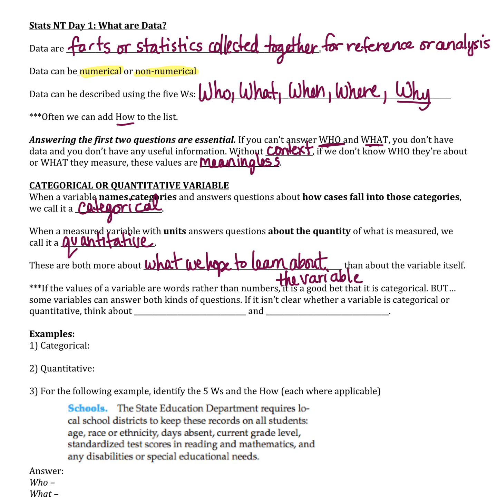All right. If the values of a variable are words rather than numbers, it is a good bet that it is categorical, but some variables can answer both kinds of questions. So if it isn't clear whether it's categorical or quantitative, think about why you were looking at it and what you want it to tell you.